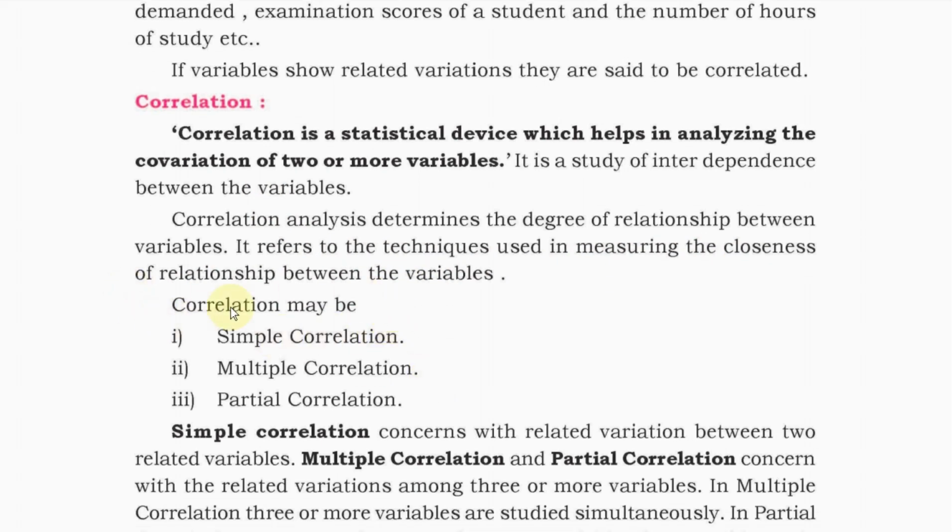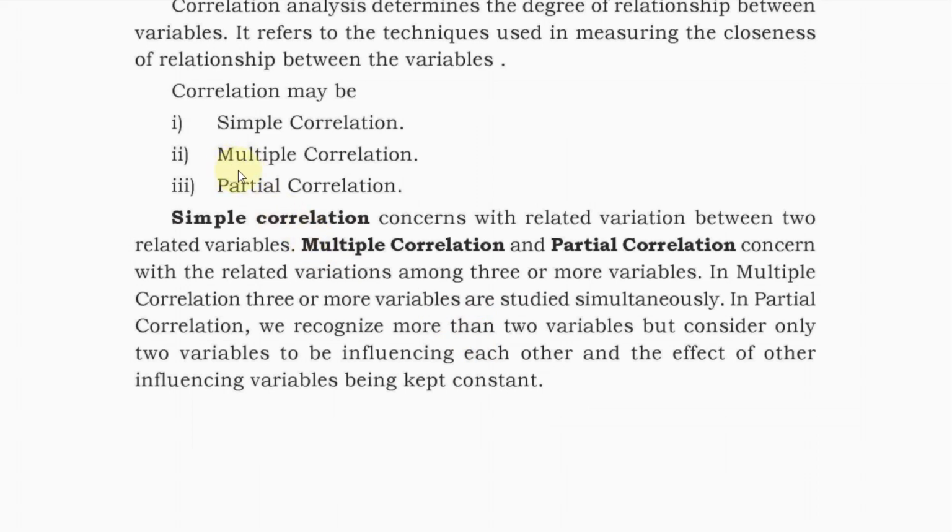So this correlation may be of three forms. One is simple correlation. The second one is multiple correlation. And the third one is partial correlation. So what is simple correlation? Simple correlation concerns the related variation between two related variables. If you are just checking the degree of relationship between just two variables, then that is called simple correlation. Multiple and partial correlation concern the related variations among three or more variables.